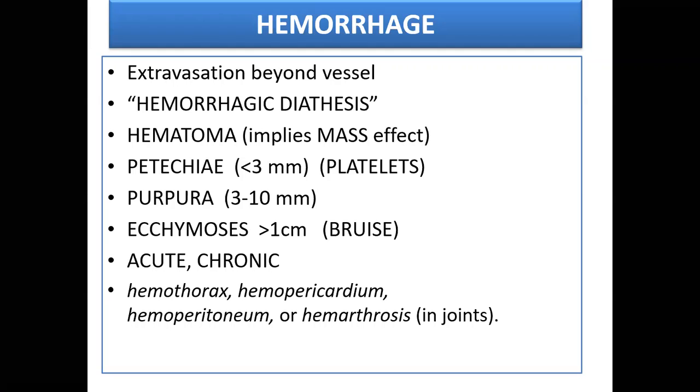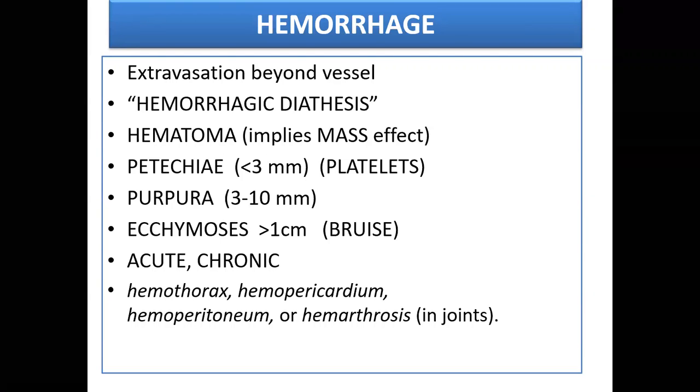If it happens in the thorax, we call it hemothorax. If it happens in the pericardium, around the heart, we call it hemopericardium. If it happens in the peritoneum, we call it hemoperitoneum. And if it happens in the joints, we just add the word heme, and it becomes hemarthrosis. Easy? Any problems? Any questions?